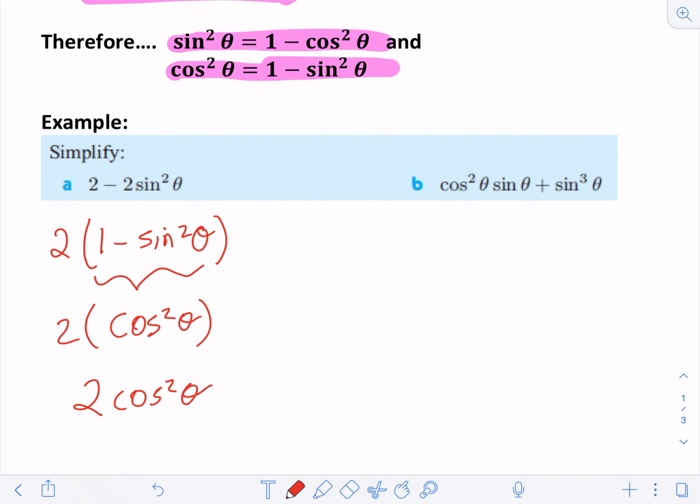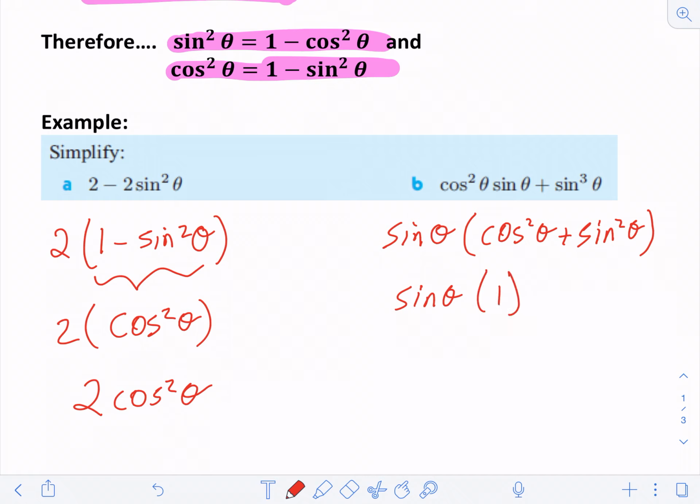Likewise, I've got another term: cosine squared theta times sine theta plus sine cubed theta. Again, is there something I can factor out? Well, I can factor out a sine theta. If I factor out a sine theta, what am I going to be left with? I'm going to be left with cosine squared theta plus sine squared theta. What do I know? Cosine squared theta plus sine squared theta is just equal to 1. So this just simplifies down to sine theta.